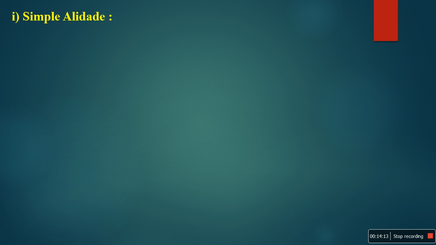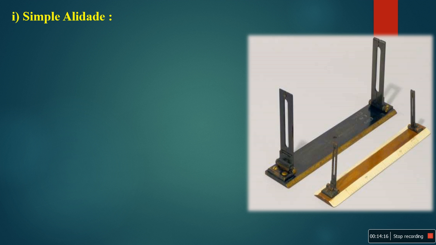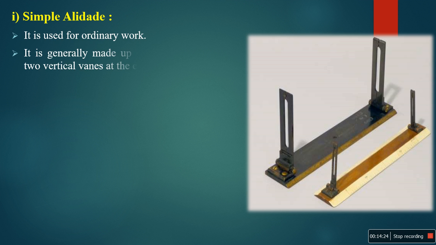Okay, start with the first one, the simple alidade. This is the picture of the alidade. It is used for ordinary work. Generally it is made of wooden or metal material with 2 vertical vanes. Maybe it is wooden, or maybe it is metal, with 2 vanes. This is the vanes. So you can easily see from one side to the other side.